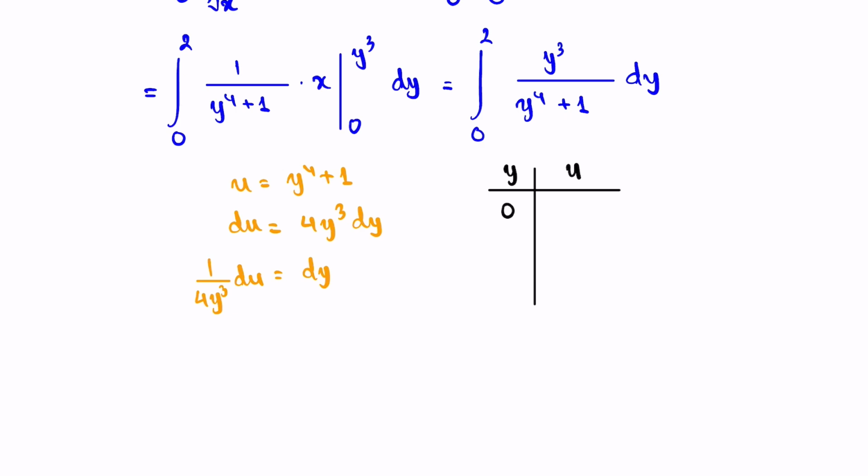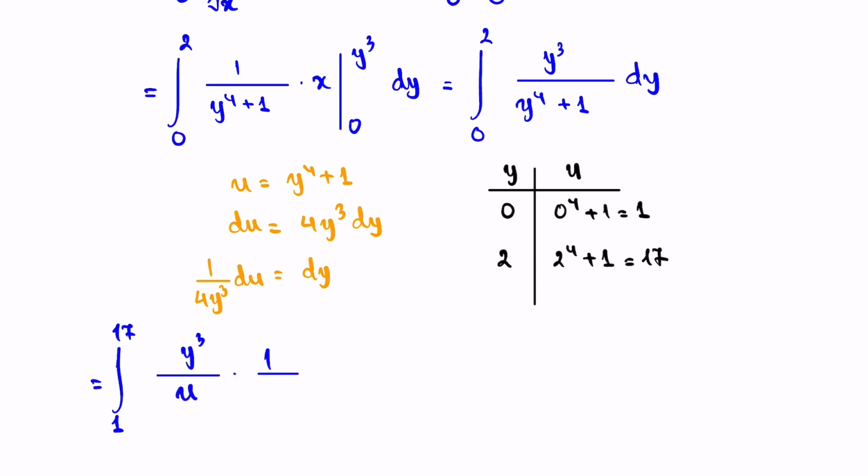When y is equal to 0, u is equal to 0 to the 4 plus 1, which equals 1. When y equals 2, you have 2 to the 4 plus 1, so this is going to be equal to 17. Now the integral becomes the integral, instead of from 0 to 2, now from 1 to 17 of y cubed divided by the denominator, which is y to the 4 plus 1. In this case, that gets substituted for u, and dy can be written as 1 over 4y cubed du.